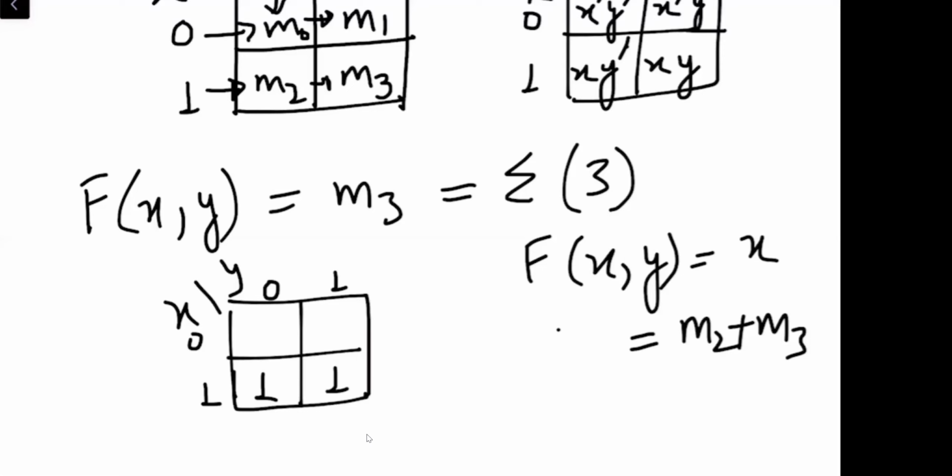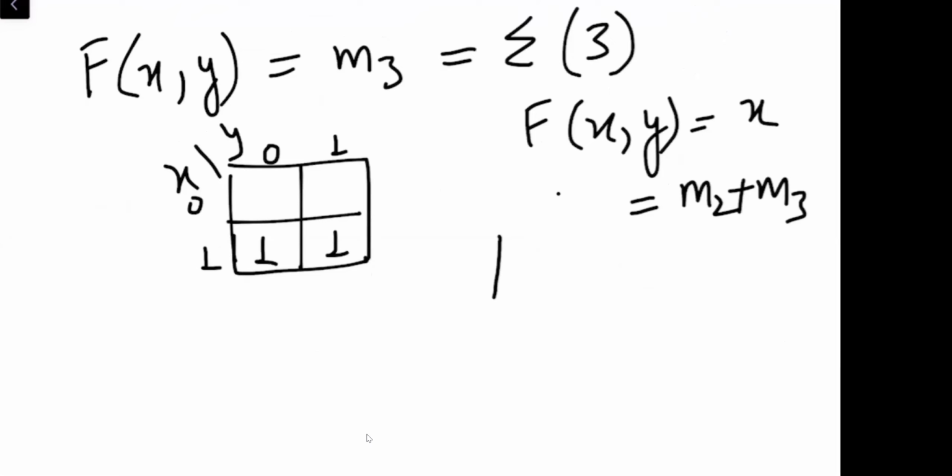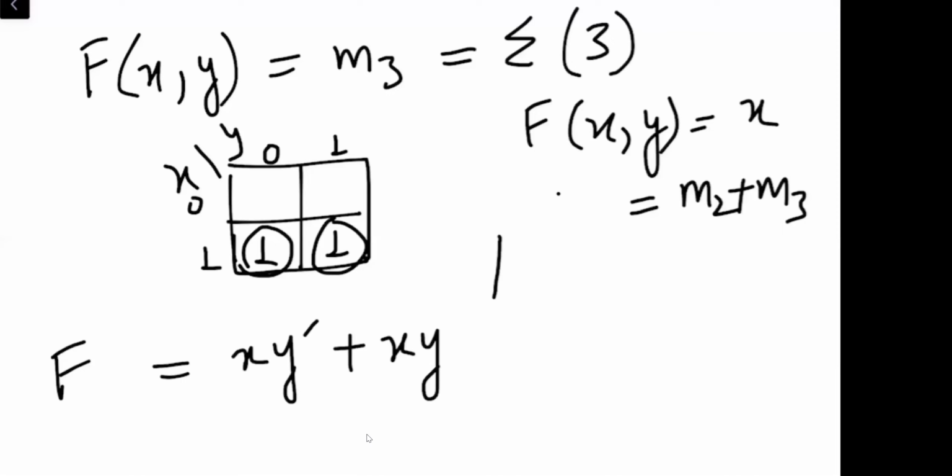Now I said this is also equal to x as well, right? So what does this mean? This means that I have basically taken this m2 as well as I am adding m3, right? So m2 is equal to x y complement, plus m3 is equal to xy. Are you with me? Sure, sir.